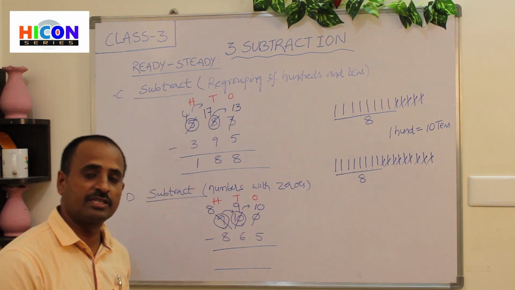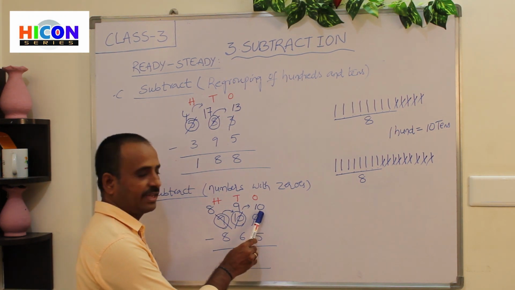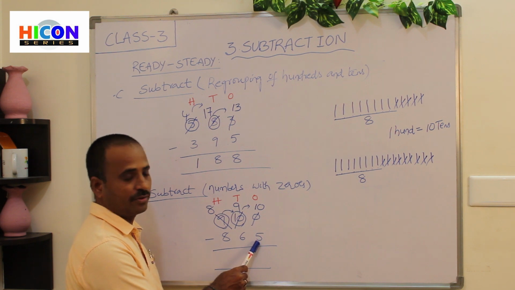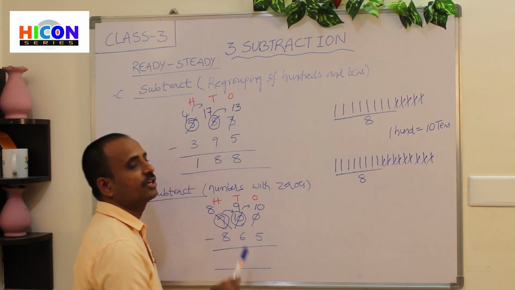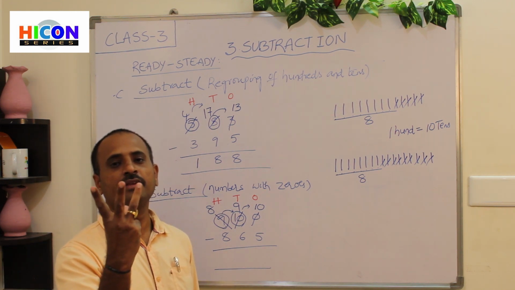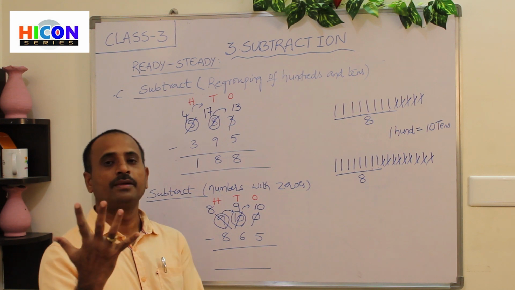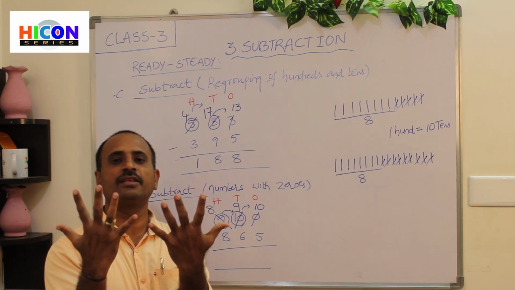So children, now the subtraction is possible. So do the subtraction. What is the first number here? 10. What is the second number? 5. So subtract 5 from 10. Open 10 fingers of your hand. It is 1, 2, 3, 4, 5, 6, 7, 8, 9, 10. These are the 10 fingers.